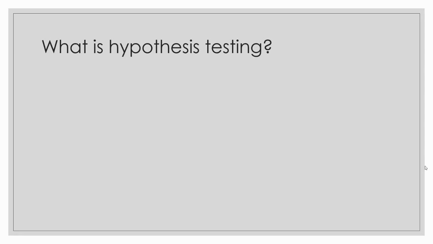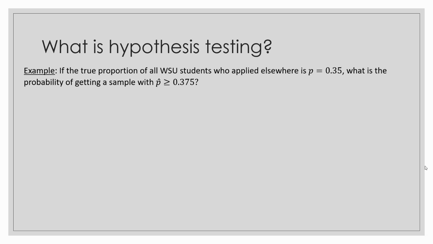So a natural place to begin is to figure out what exactly is hypothesis testing, and quite frankly, why do we care about it? So let's consider this example. If the true proportion of all Wayne State students who applied elsewhere is p equals 0.35, what is the probability of getting a sample with p hat being greater than or equal to 0.375? Now, truth be told, we need one more piece of information in this particular question, which is the sample size, and we would actually be able to figure out what this probability is using some of the techniques from Chapter 7, namely our z-scores with the sampling distribution.